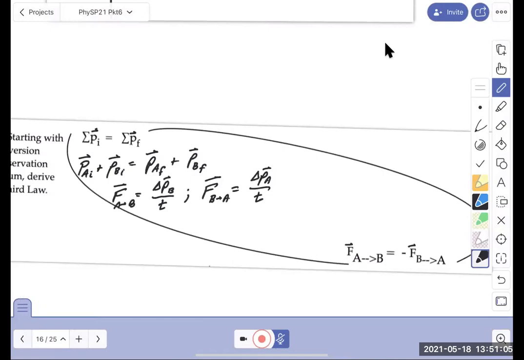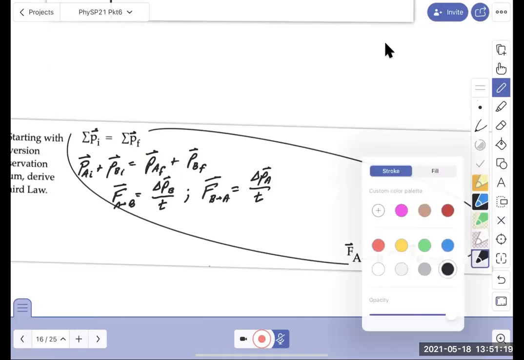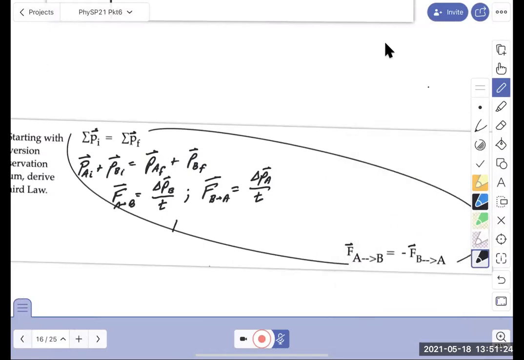So instead, let me get this equation in the form of delta P. I'm going to rewrite this as P_A, I'll get the A's on one side and the B's on the other. So P_A initial minus P_A final equals P_B final, careful here, minus P_B initial.